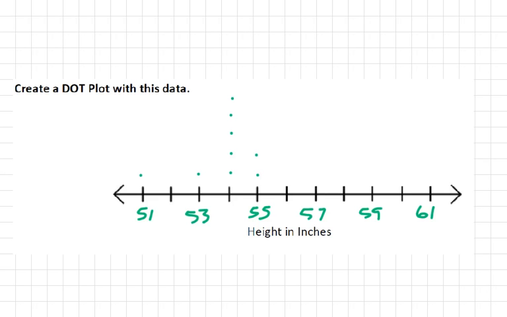1, 2. 56 had no dots. 57 has 1 dot. 58 has 4 dots. 1, 2, 3, 4. 59 has no dots. 60 has 1 dot. And then 61 has 2 dots. So that's essentially what our dot plot looks like.